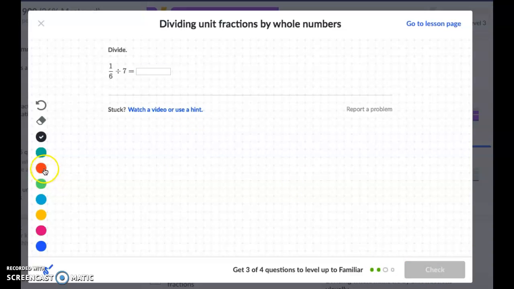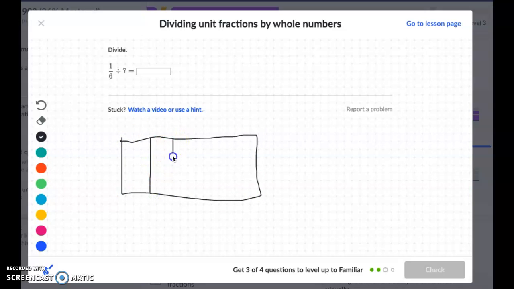1/6 divided by 7. Again, I have my big candy bar and we split it into 6: 1, 2, 3, 4, 5, 6. Not terrible for my first try on this one. So 1/6, I'll shade it in blue. You have one piece out of the 6 of your original candy bar, and now you're going to divide that one piece into 7 pieces.